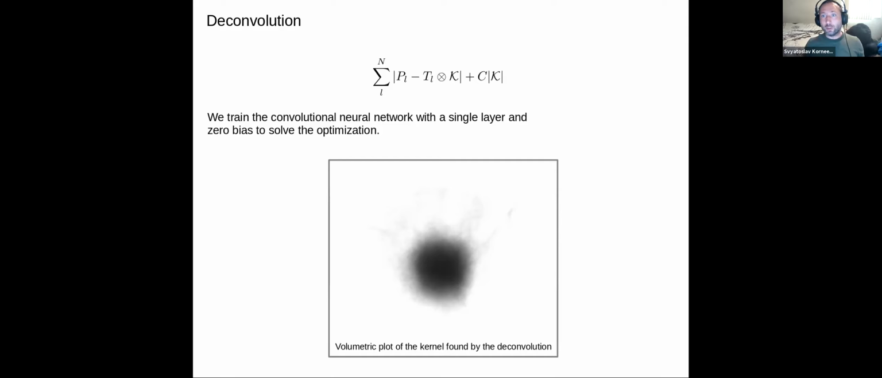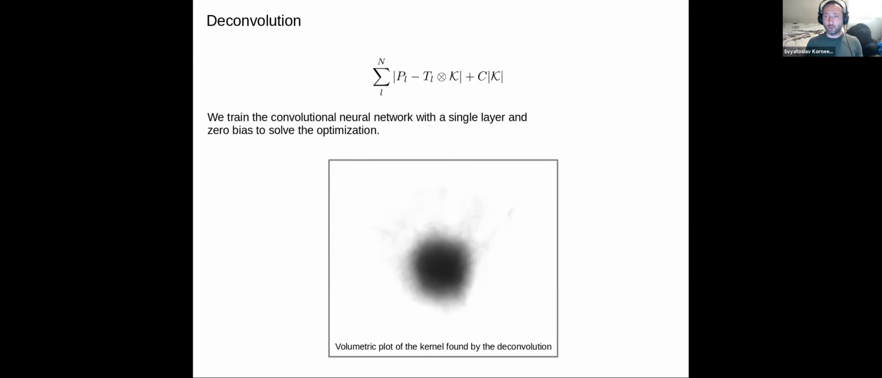We simulate many parts with a reduced order model. We have many geometries, and each geometry has many realizations. We solve this optimization problem using a convolutional neural network because it is a very convenient way of solving this optimization. It's using a CNN with a single layer and zero bias. The bottom figures show the volumetric plot of the kernel found by the deconvolution. So now you have a kernel.